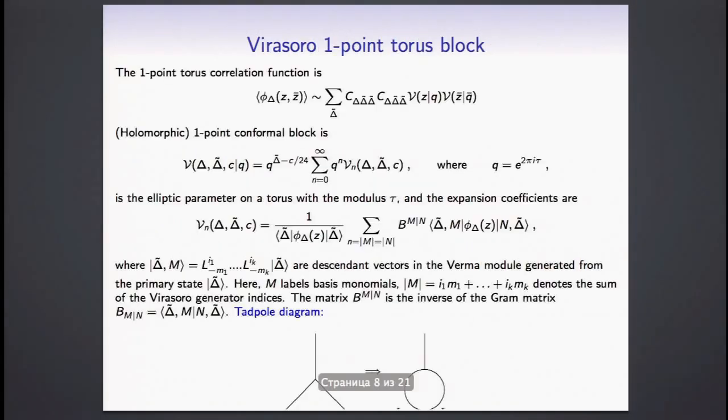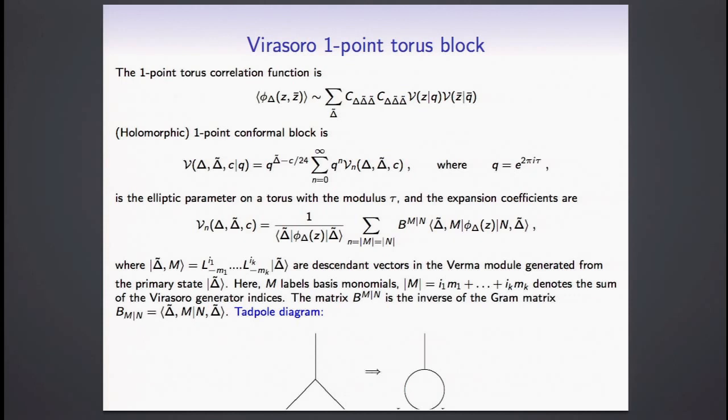Okay, and let's now consider the 1-point torus block. By analogy with the sphere case, it's defined as the holomorphic part of the 1-point correlation function living on a torus for some primary operator with conformal dimension delta. Here C is just a structure constant. It is model dependent, and the conformal block is model independent. It's completely fixed by Virasoro symmetry.